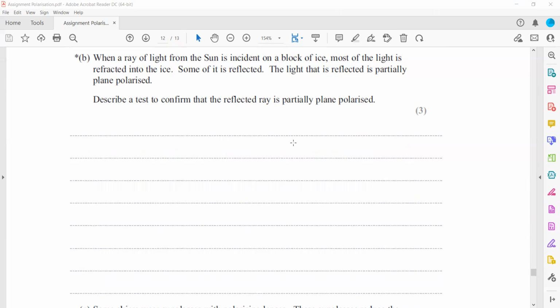Then when a ray of light from the sun is incident on a block of ice, most of the light is refracted into the ice and some of the light is reflected. The light which is reflected is partially polarized. Describe a test to confirm that the reflected ray is partially plane polarized. Like a similar question, for example, we have an ice cube or a slab.